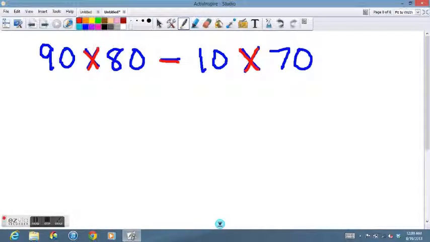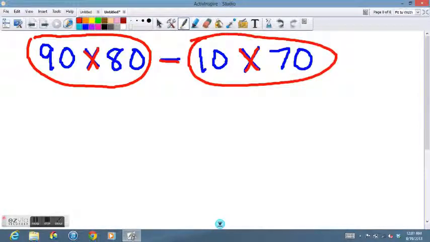Order of operations says we need to do all multiplication or division first. Okay, so we have to do this first. That's a multiplication. And this is a multiplication. We can't do the subtraction until we've done all the multiplication and or division, if we had it. Alright, so what's 90 times 80? Well, 9 times 8 is 72, and I have 2 zeros that I need to tag on.